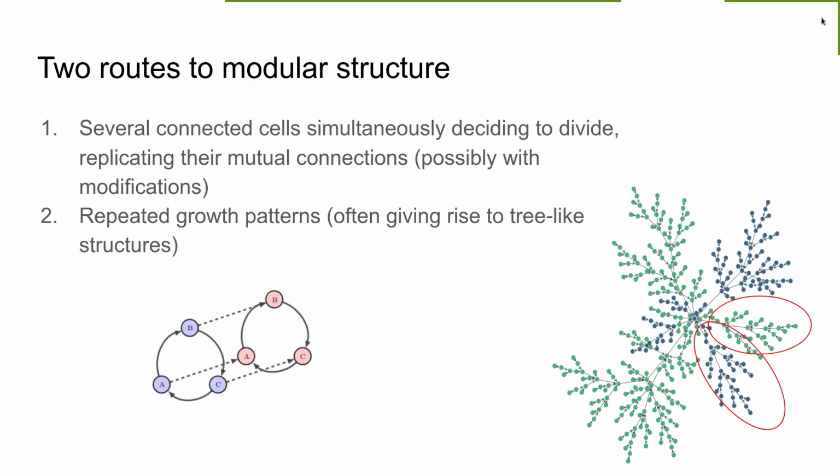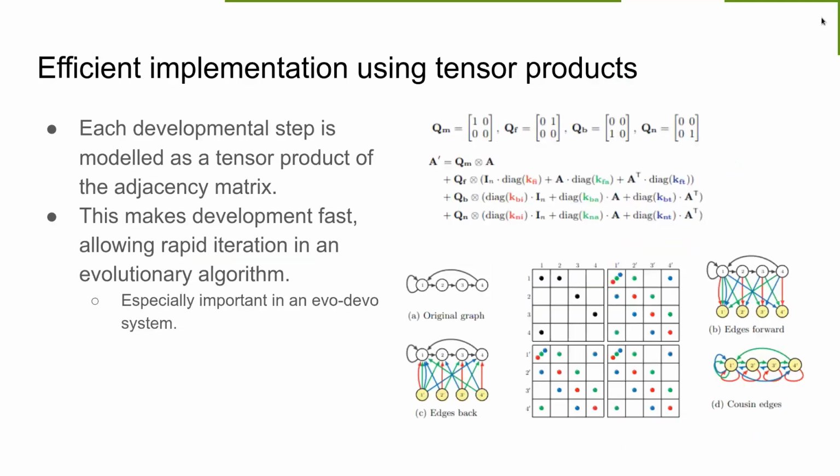But importantly, the decision to divide is still taken at the level of each node. And the other route is that you can have the collitic growth algorithm. You can have parallel branches of a tree growing in the same way, so you can get larger similar modules. Again, this is explained in more detail in the paper, but we implement this quite efficiently with tensor products. We just work with the adjacency matrix representation, and each update step is implemented as a tensor product of that adjacency matrix.